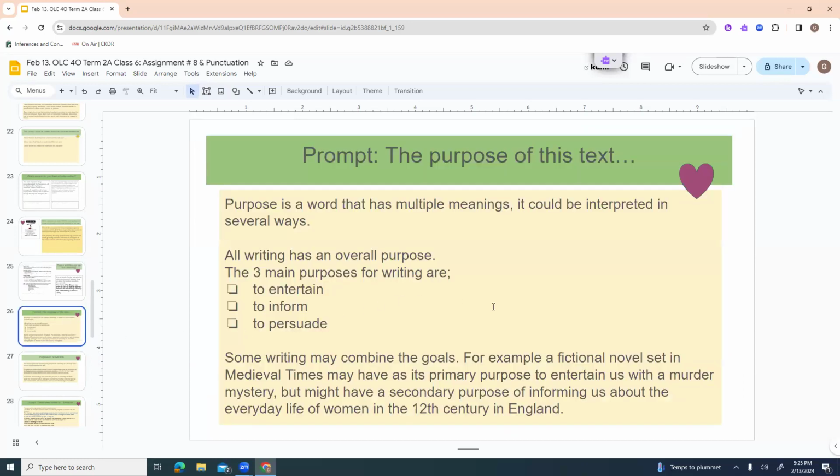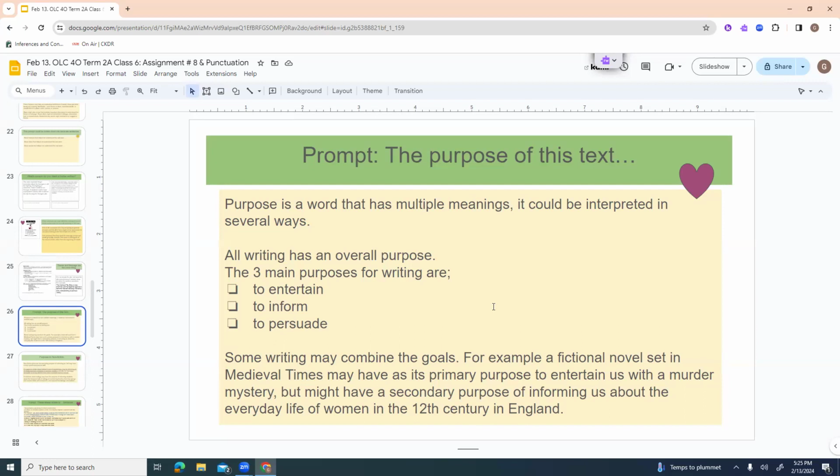Purpose. The purpose of this text. Purpose is kind of a funny word. It has multiple meanings. It could be interpreted in different ways. So all writing has one of three overall purposes. And the three main purposes are to entertain people, to inform people, or to persuade people. Some writing might combine some of those goals, though.